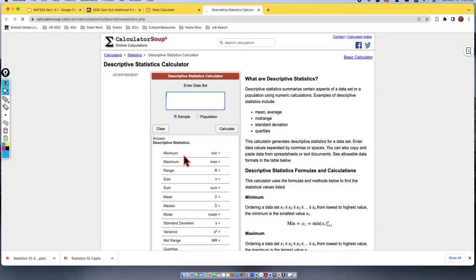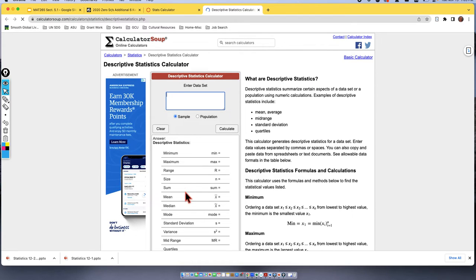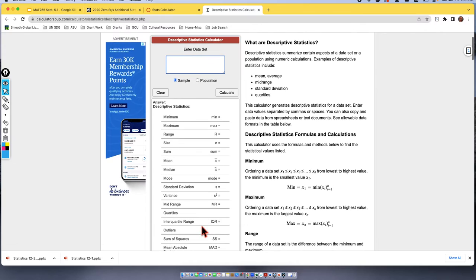Notice it's going to give us the minimum, the maximum. It's going to give us the range. It's going to give us how many data pieces there are. It will sum it up for us. It'll give us the mean. It'll give us the median. It'll give us the mode. It will calculate the standard deviation for us. It also gives us variance. It gives us mid-range, so that's there.